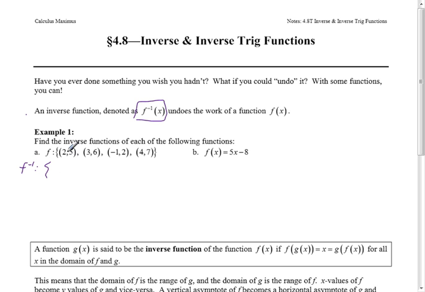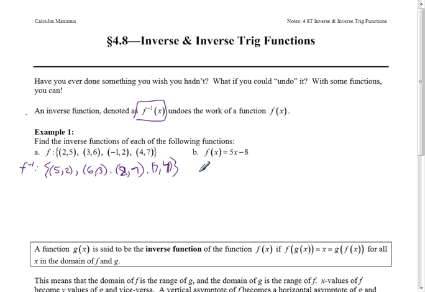All you do is switch the x's and the y's. So in example 1, find the inverse function of these. Well, that would be just switching the x and y values of the points. So we have these coordinates here: 2, -1, and 7, 4.